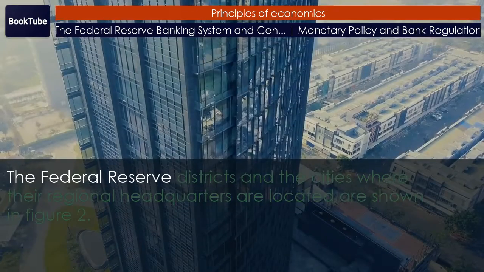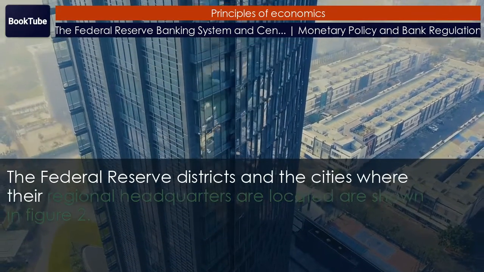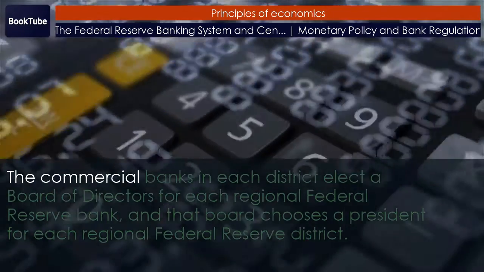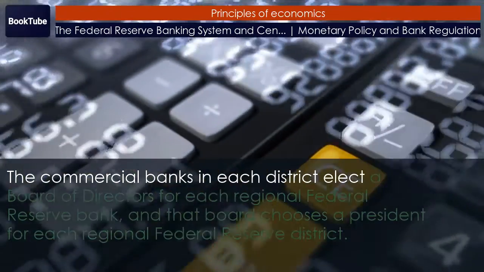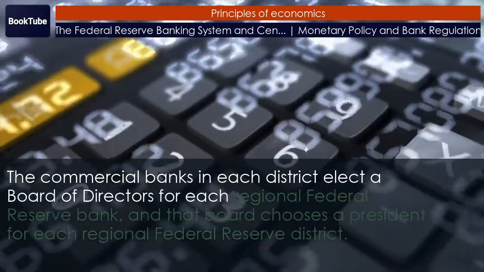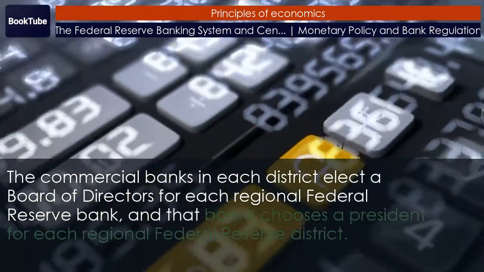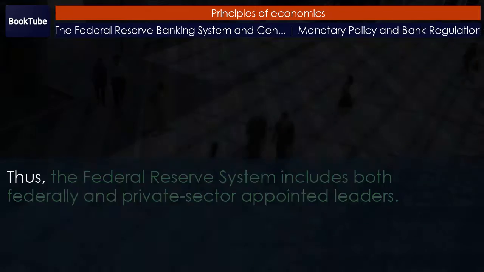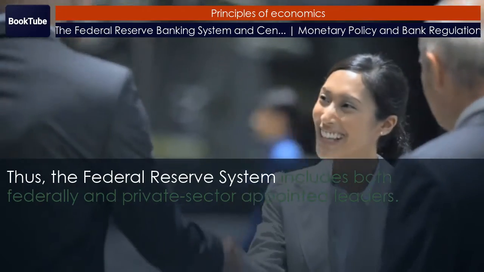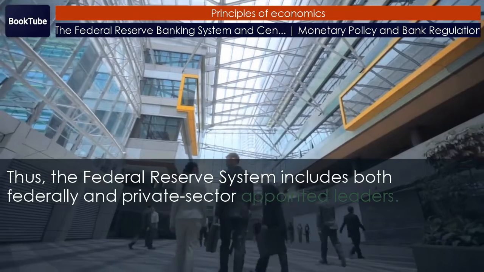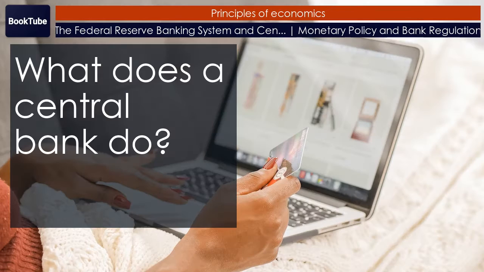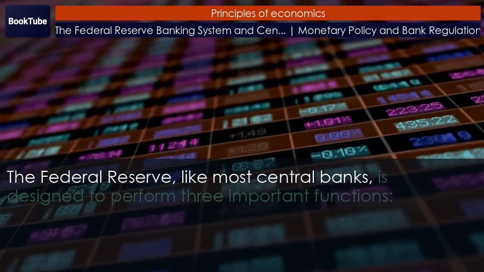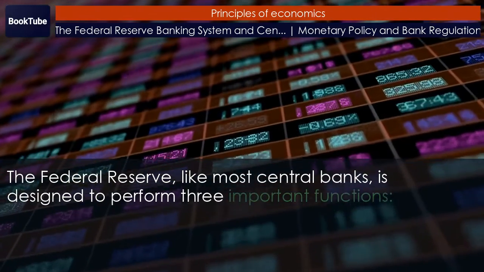The Federal Reserve districts and the cities where their regional headquarters are located are shown in Figure 2. The commercial banks in each district elect a board of directors for each regional Federal Reserve bank, and that board chooses a president for each regional Federal Reserve district. Thus, the Federal Reserve System includes both federally and private sector appointed leaders. What does a central bank do? The Federal Reserve, like most central banks, is designed to perform three important functions.